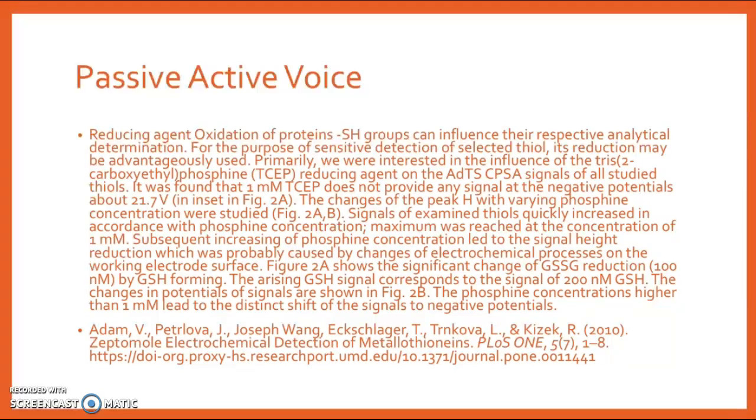Reducing agent oxidation of proteins can influence, that's active voice. Its reduction may be advantageously used. Passive voice. We were interested. Active voice. It was found. Passive voice. Were studied. Passive voice. Was reached. So you see there is a good number of passive voice in here, but then subsequent increasing of phosphine concentration led to the signal height reduction. Active voice. Which is probably caused. Passive voice again. The arising GSH signal corresponds to, again, active voice. Are shown. Passive voice.